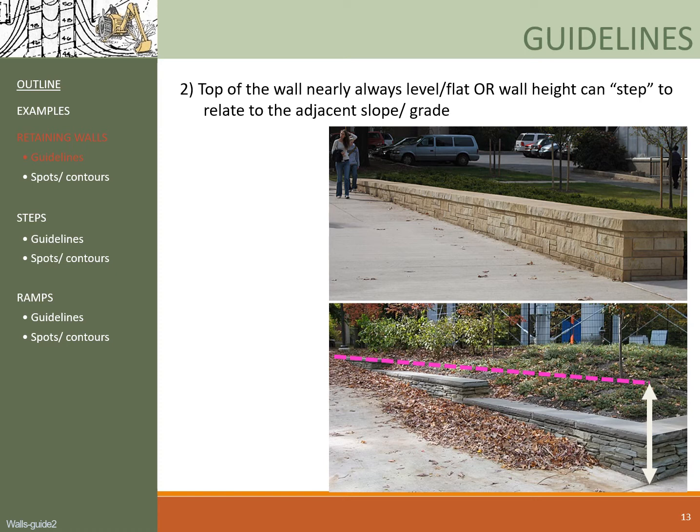Now the second guideline is that the top of the wall is nearly always level or flat, or the wall height can step to relate to the adjacent slope, as the bottom figure shows. If the wall doesn't step, it may soon get too high, as the white arrow shows here, requiring a different construction technology. When it gets too high, it needs to be strongly built, right? It may appear too heavy. It may cause undesirable closure of the space. It can't function as a sitting wall anymore. So those are all kinds of different reasons to step your wall.